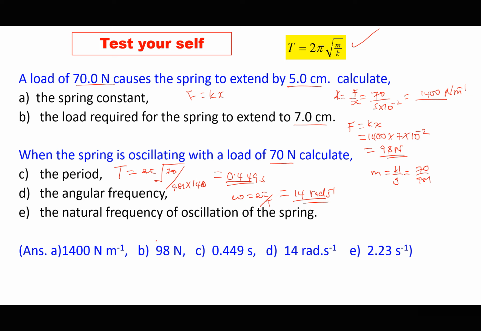Then the natural frequency of oscillation of the spring. So we know that omega is equal to 2 pi times f. So this means that f is going to be omega, which is 14, divided by 2 pi. And this is 2.23 hertz.